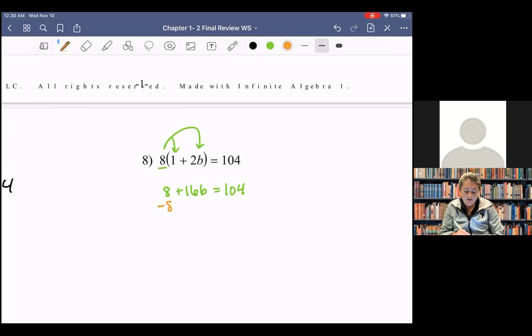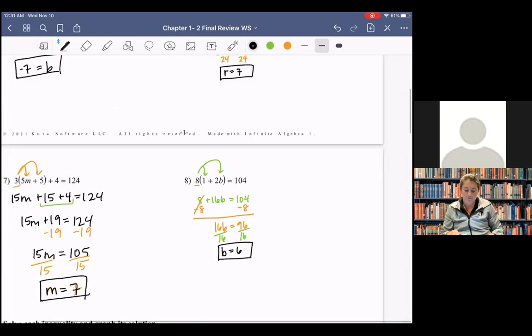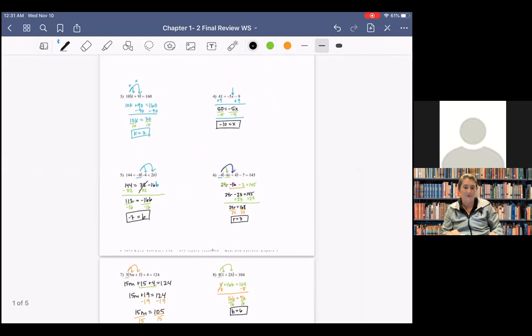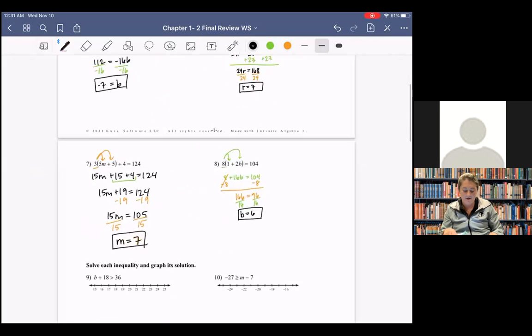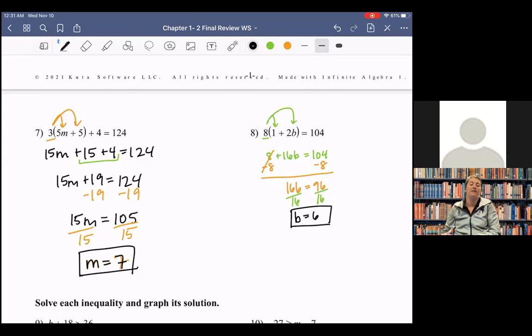I'm going to subtract 8 from both sides. Once 8's gone, I just have positive 16b equals 104 minus 8. So that's going to be 96. Then I'll divide both sides by 16, and my final answer will be b equals 96 divided by 16 is 6. Awesome. Okay, so that's all of the solving equations ones that we did. Those will be just like the ones on your final.